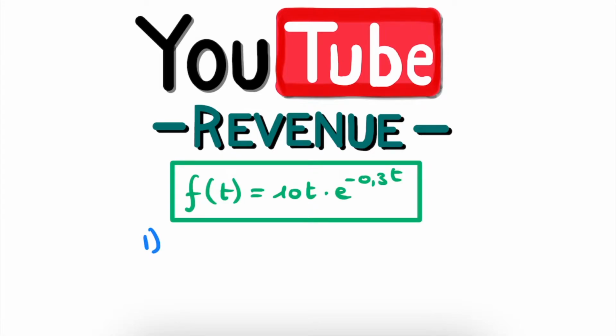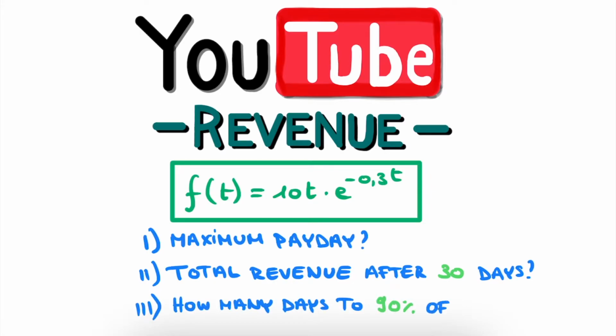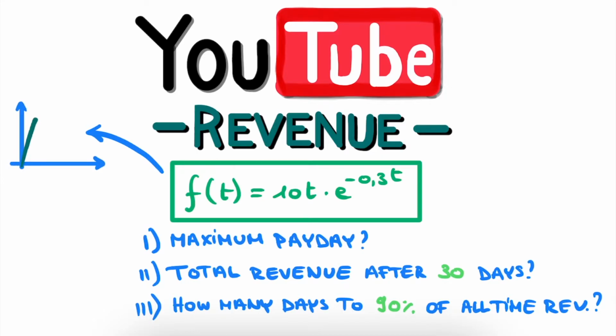Given this function, we now want to use our calculus tools to answer the following questions. 1. When do we get the highest amount of daily views? Or in other words, what is our maximum revenue in one single day? 2. How much revenue have we accrued after 30 days? Meaning, what is the cumulative amount of views after 30 days? And third, after how many days have we gotten 90% of the total views a video will typically get throughout its lifetime? To solve these questions, we will need to apply our knowledge of function graphs, derivatives, integrals and limits.